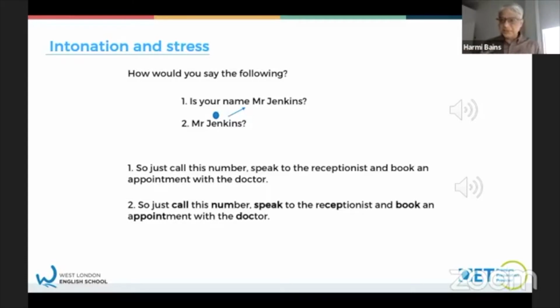And sometimes speaking is like that. It's almost like music. There's a rhythm to it. And that's what stress does. It gives us rhythm. So as well as using intonation, you've also got stress as well. And this is something the examiners are listening out for. And this makes up intelligibility, the first part of the criteria.